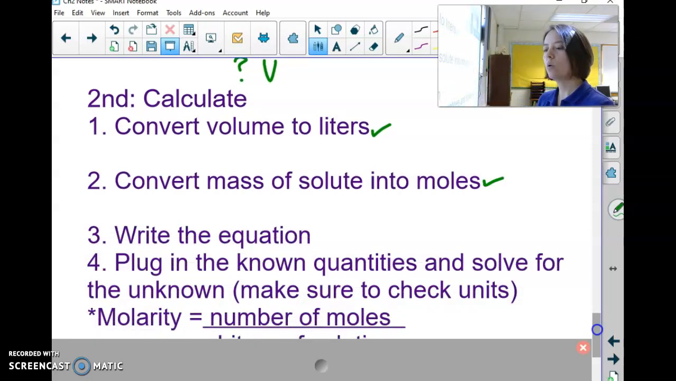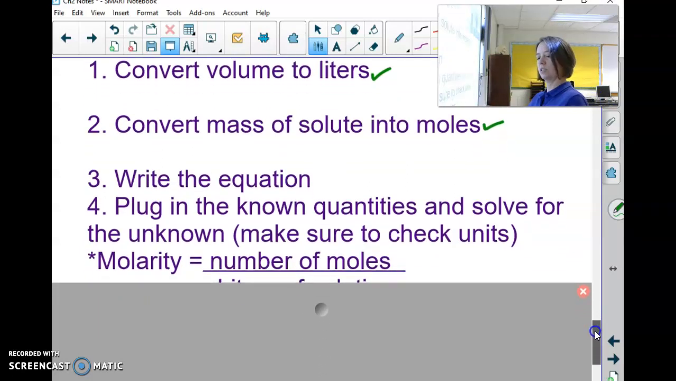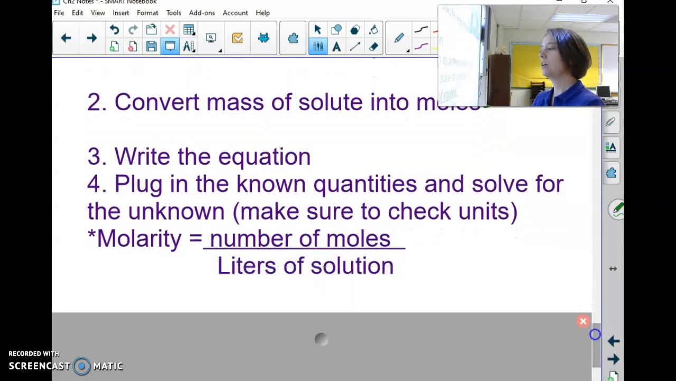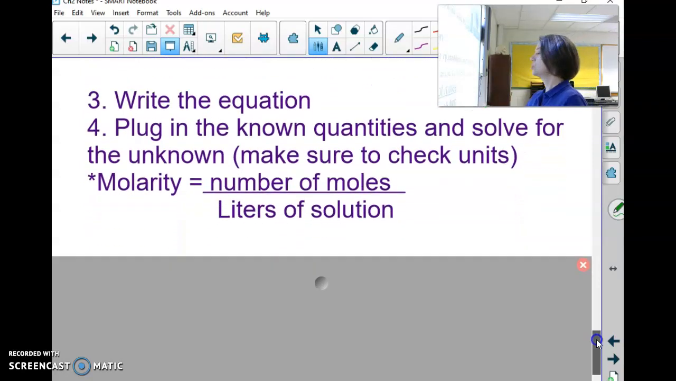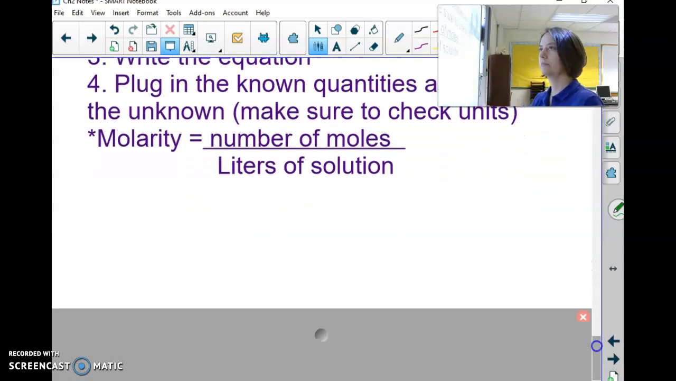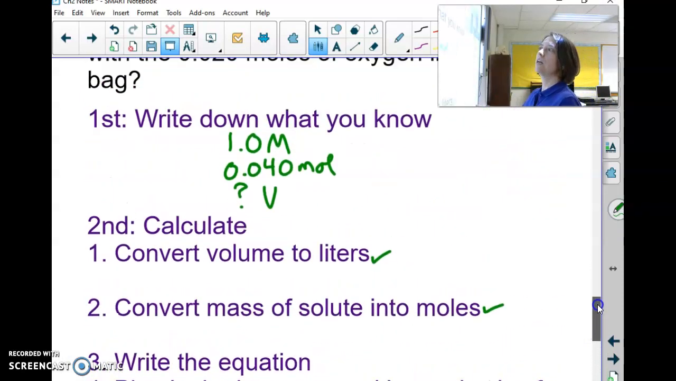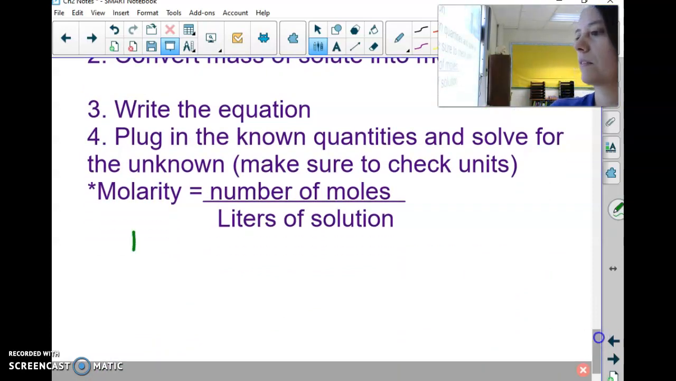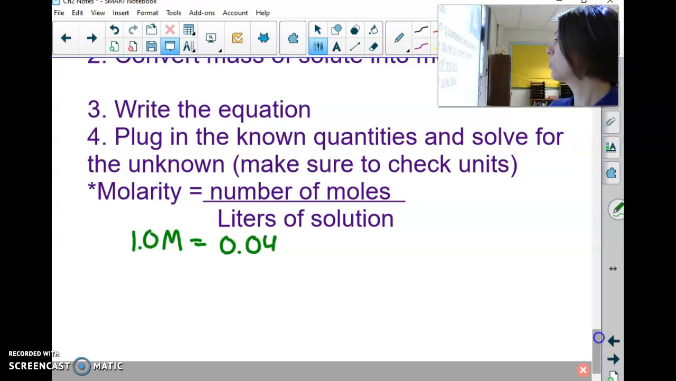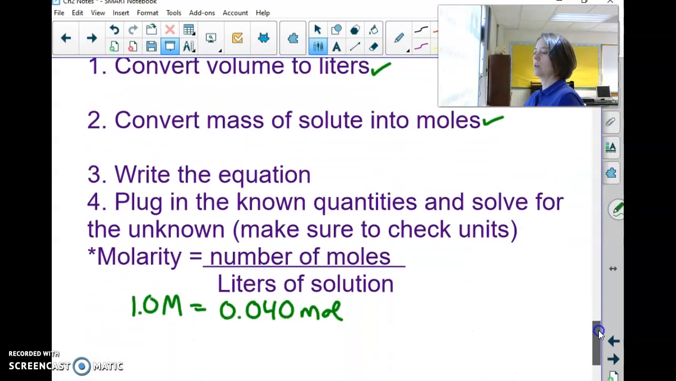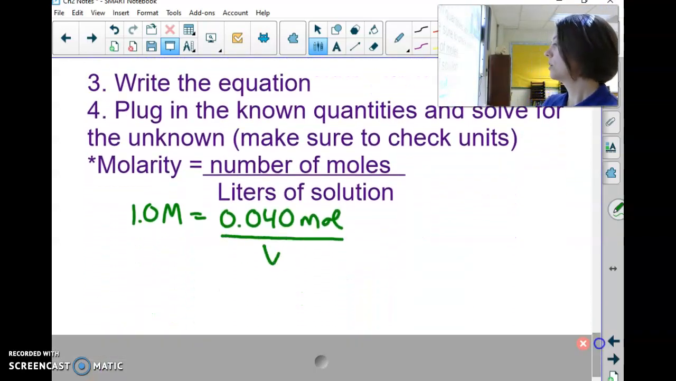Then we write the equation, plug in the known quantities, and solve for the unknown, and make sure to check your units. So please do write down molarity equals the number of moles over the liters of solution. And then we're going to plug in our numbers. All right, so molarity is 1.0 molar equals our number of moles was 0.040 moles. Double check we got that number. And then over our unknown, which is V.